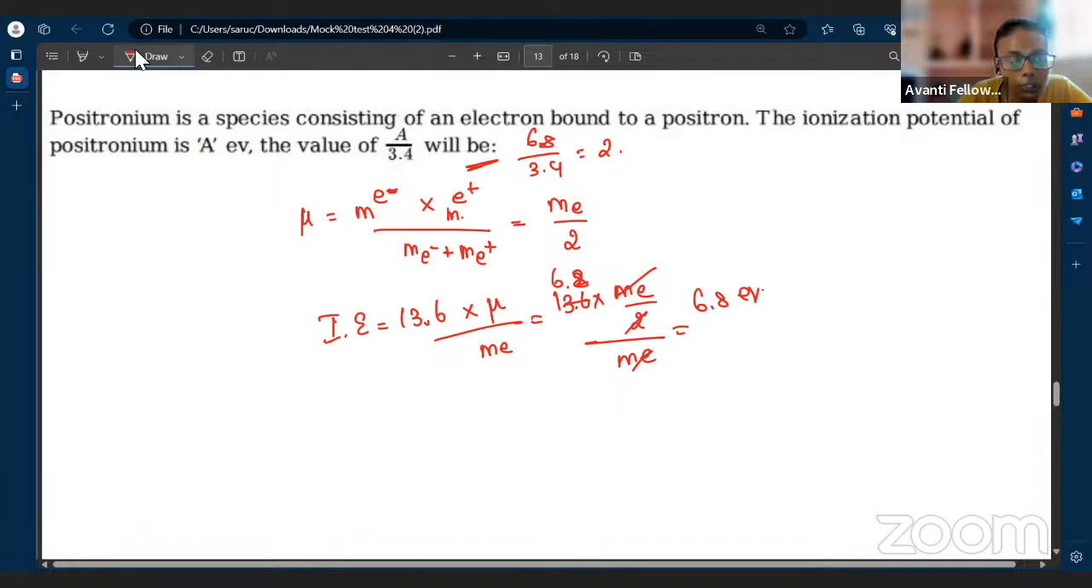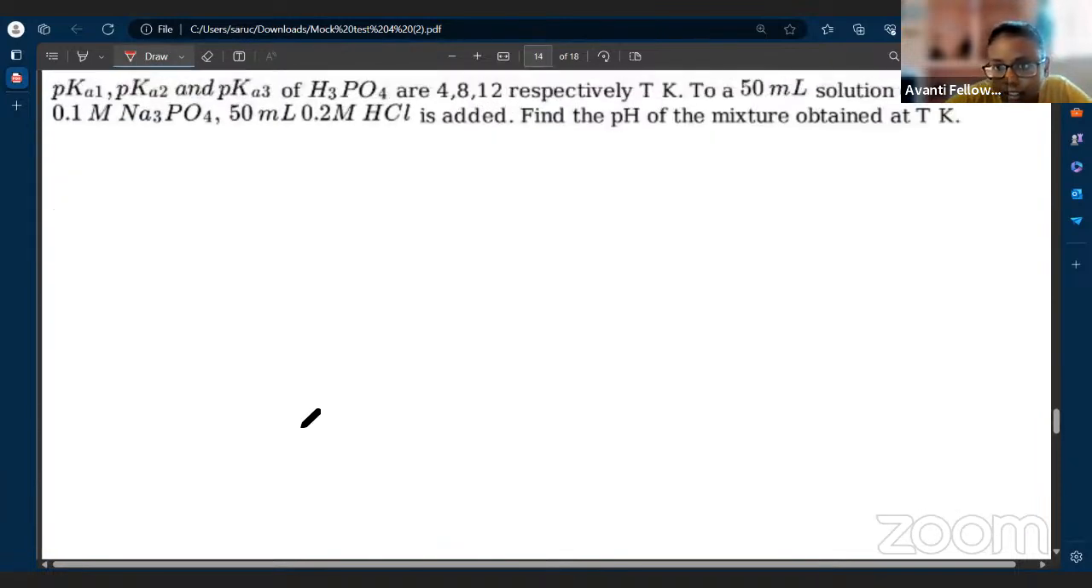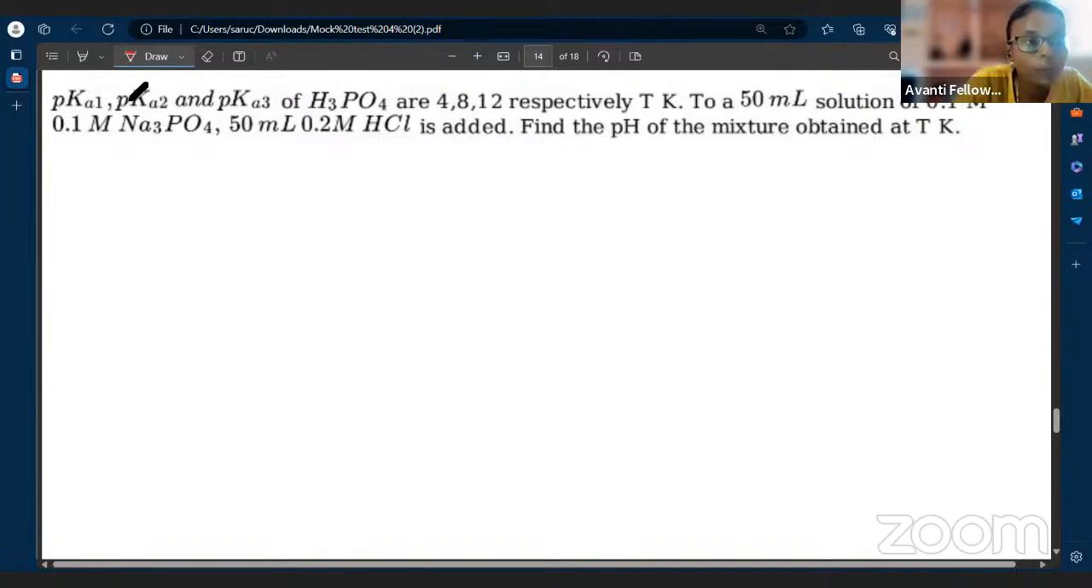Moving to the next question, we have 3 to 4 questions to solve. We'll complete in 15 minutes. This question: pKa1, pKa2, pKa3 of H3PO4 are given as 4, 8, 12 respectively at temperature T. To 50 ml of 0.1 M Na3PO4 solution, 50 ml of 0.2 M HCl is added. Find the pH of the mixture obtained.